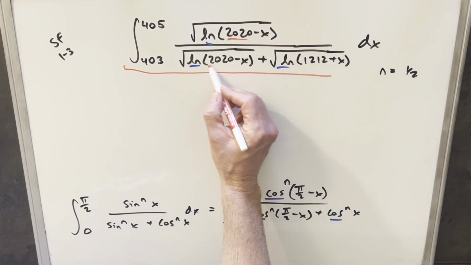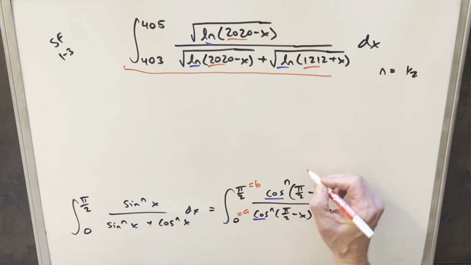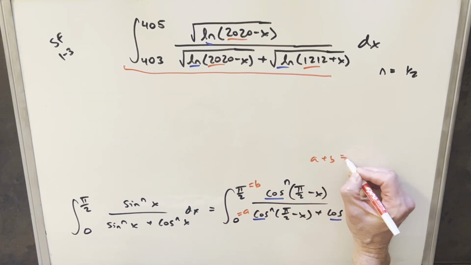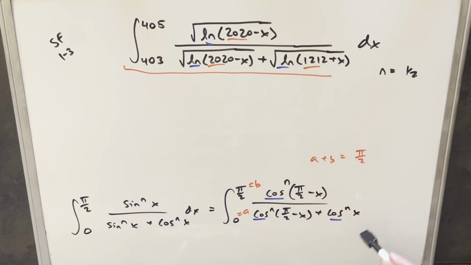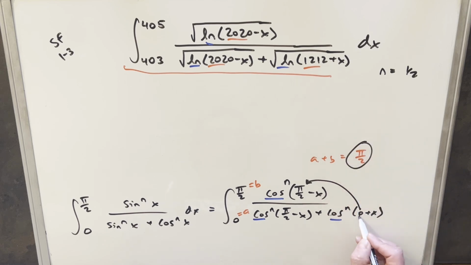Now, what about this 20/20 stuff and this 12/12? What's going on there? Well, coming back to our more familiar example, if we label our bounds a and b, then a plus b is pi over 2. I could take this x and just write it as 0 plus x. But then you'll notice the difference between 0 and pi over 2 is just our a plus b value here and here. And so with a substitution, we go from here to here and reverse the sign on the x.